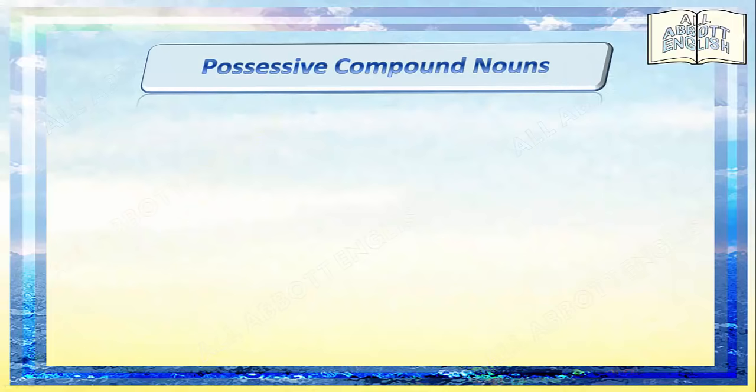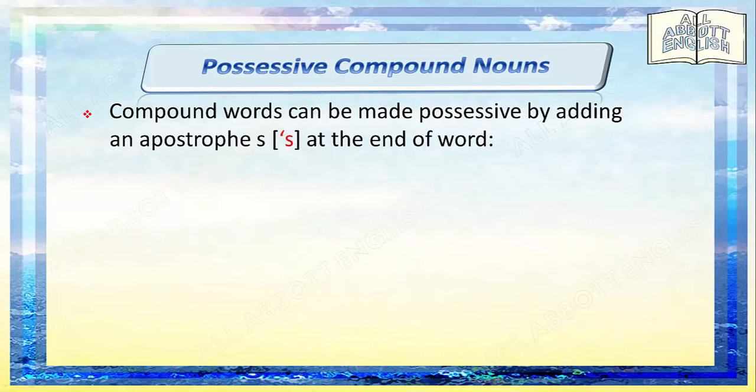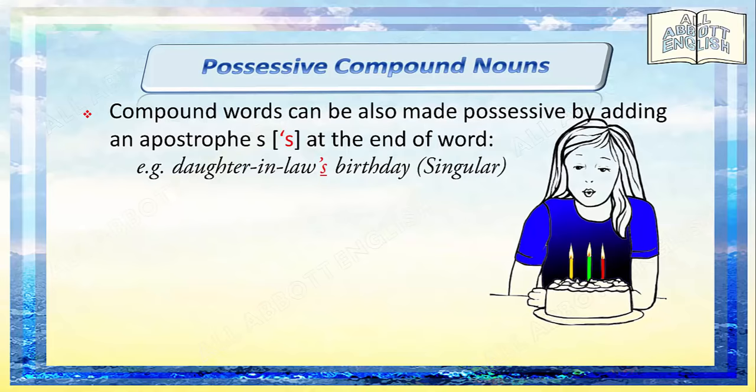Possessive compound nouns. Compound nouns can be made possessive by adding an apostrophe s at the end of the word. For example, daughter-in-law's birthday, son-in-law's gifts.